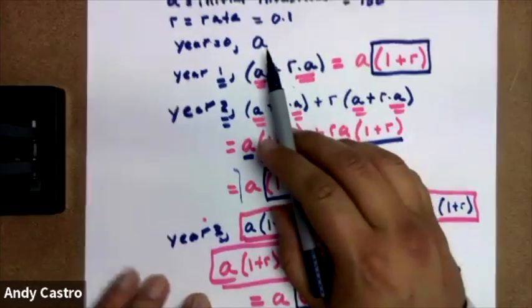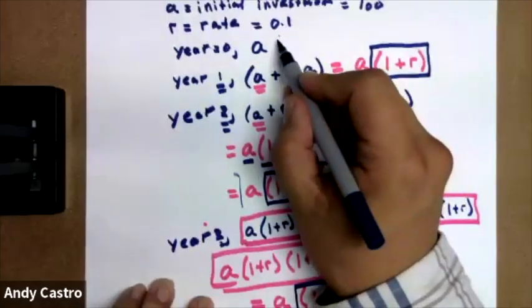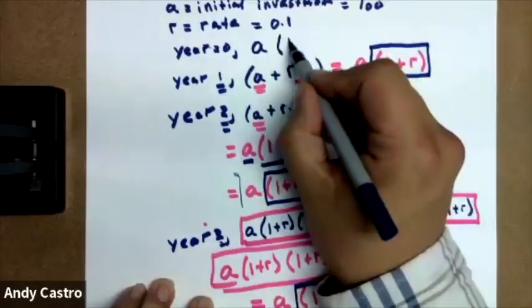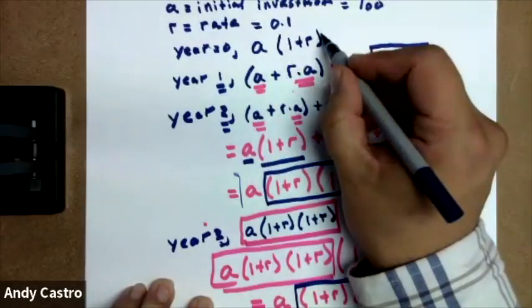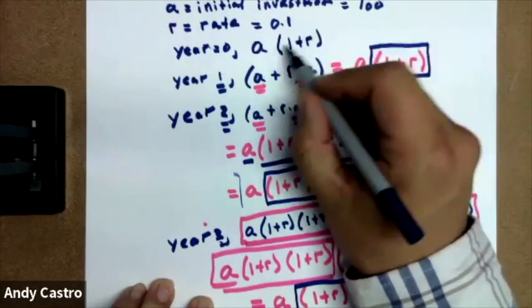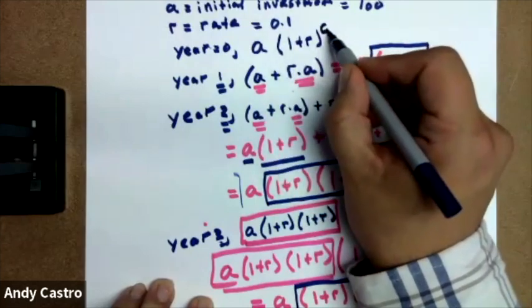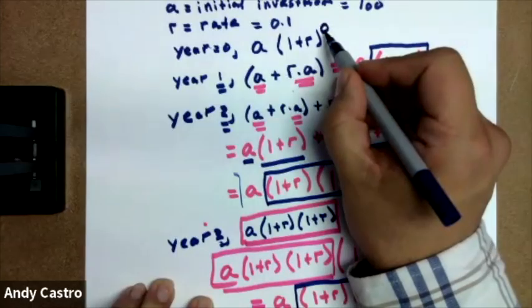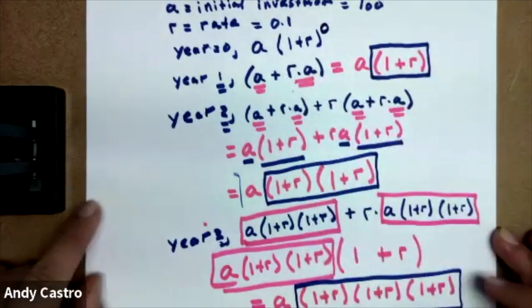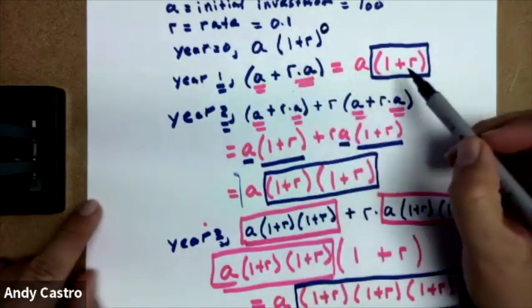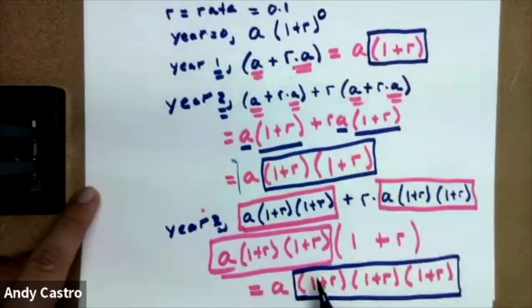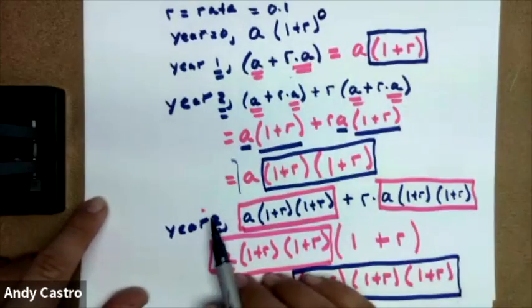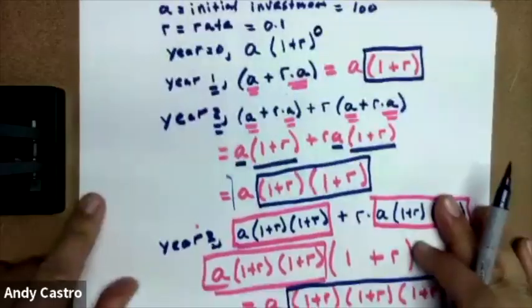Now, even for year 0, we could say that this is 1 plus r, and then we could multiply this 0 times, which just gives us 1. So that would be, in other words, if I raise this to the 0 power. So what this tells us is I multiply the factor 1 plus r for however many years.